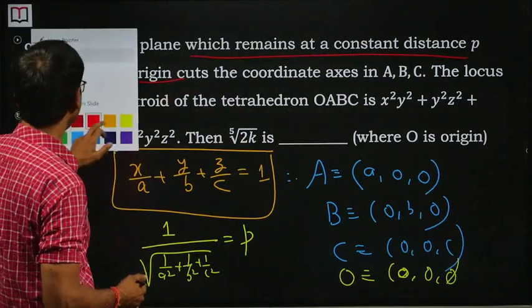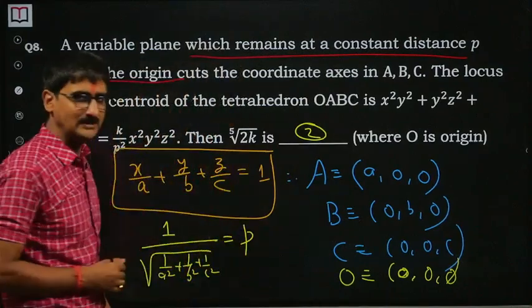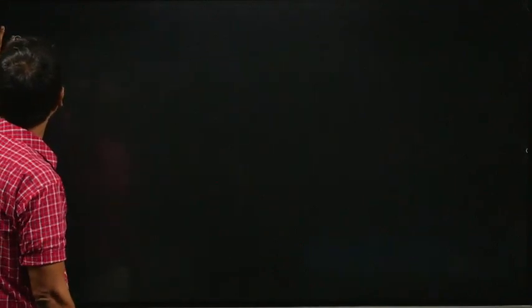So what we have to find in that case? We have to find the fifth root. So 2 into 16 is 32. So the fifth root of 32 is 2. So that's it. So that was question number 8.